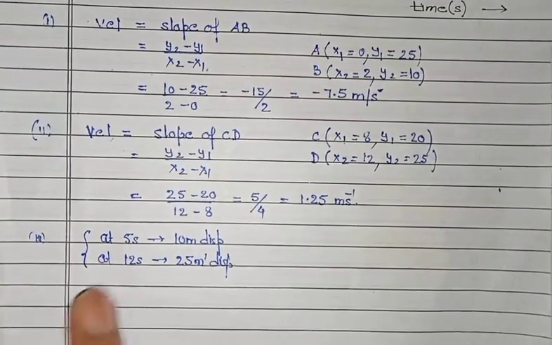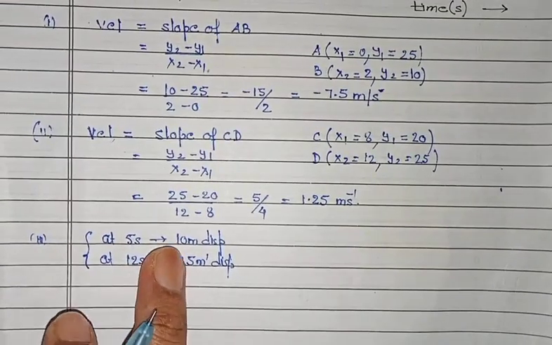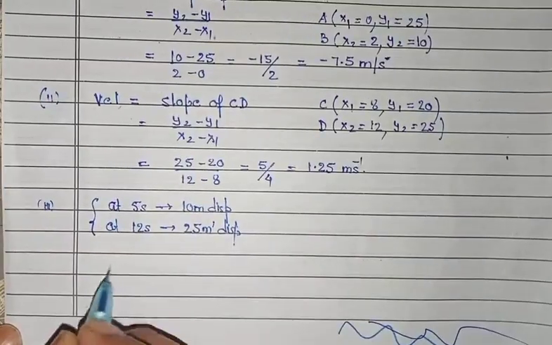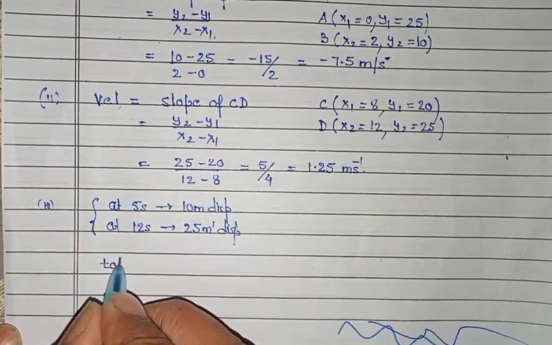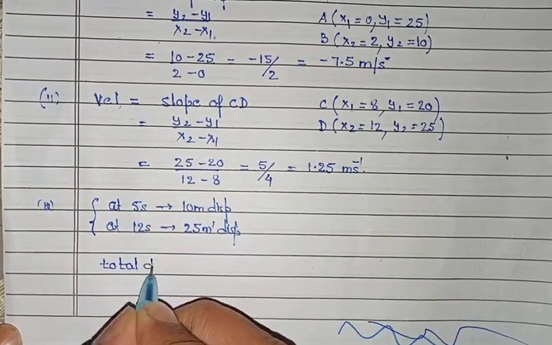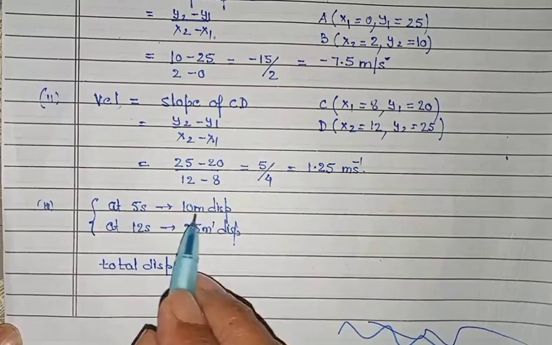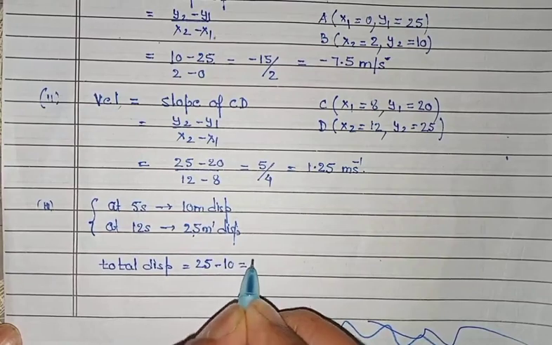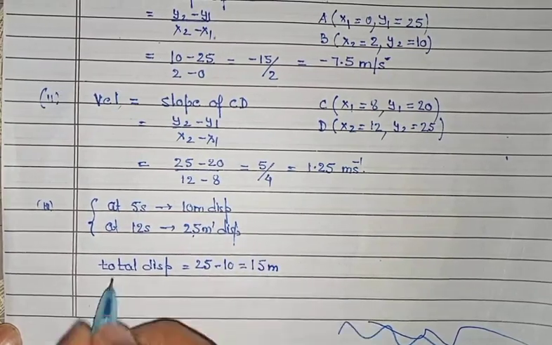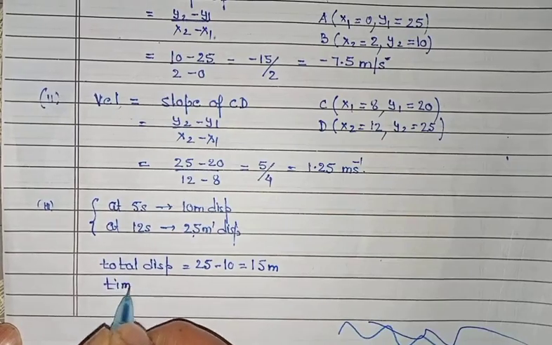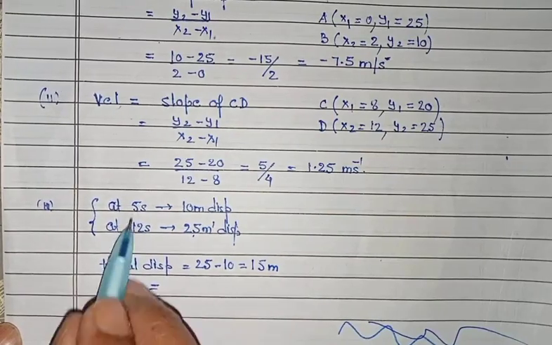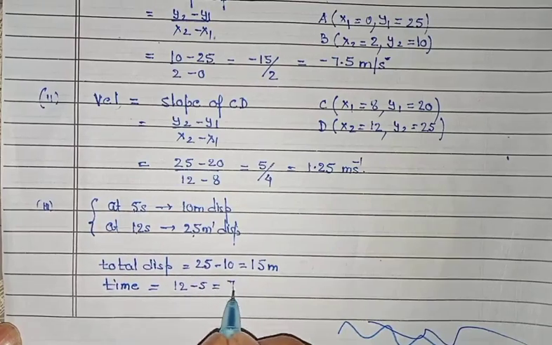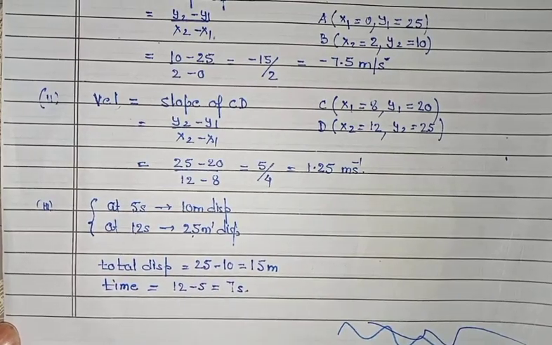So between this interval, that is from 5 to 12, displacement was from 10 to 25. So you can say the total displacement in this interval, 10 to 25, is 15 meter. Okay, how much is the time interval? So the time interval from 5 to 12 is 7.